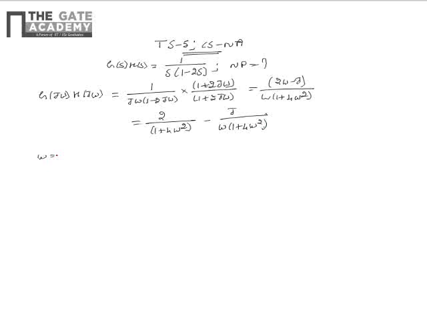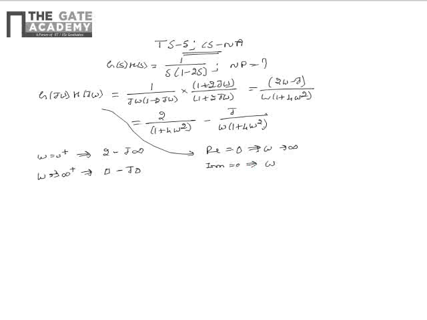Now for finding the Nyquist plot, if we substitute omega equal to 0 plus, G(j omega) H(j omega) takes a value of 2 minus j infinity, and as omega tends to infinity plus, this takes a value of 0 minus j0. Also we see that the real part of G(j omega) H(j omega) is 0 as omega tends to infinity. Similarly, the imaginary part is 0 as omega tends to infinity. It means that the Nyquist plot intersects the real and imaginary axis as omega tends to infinity.